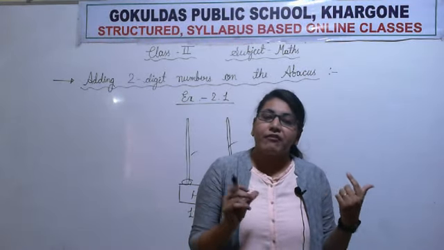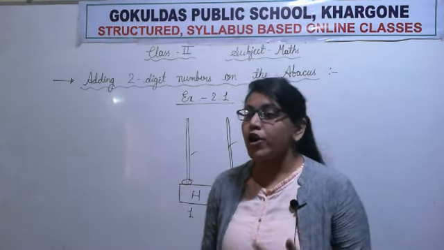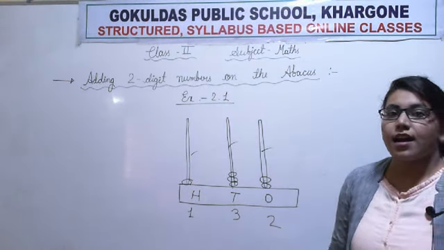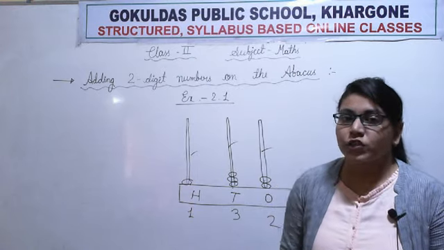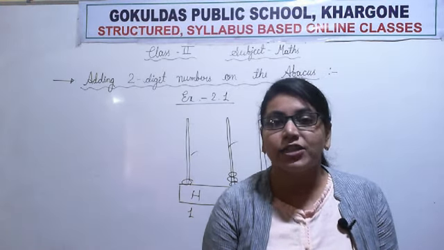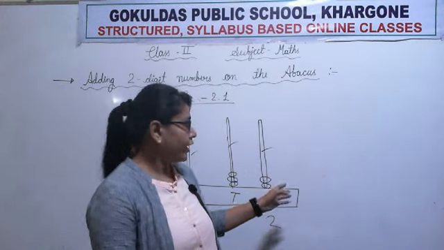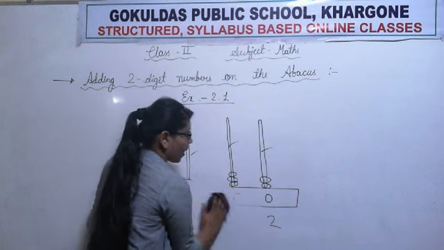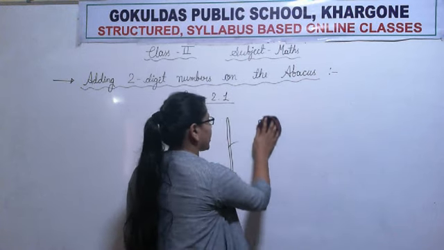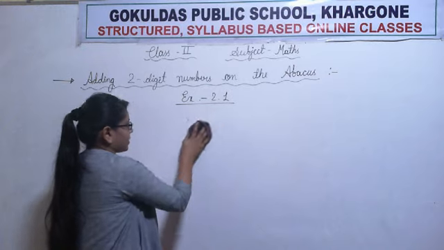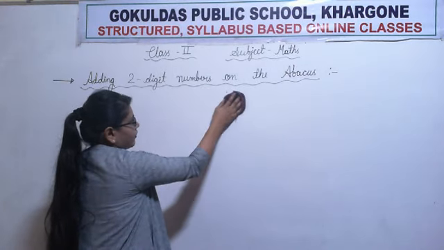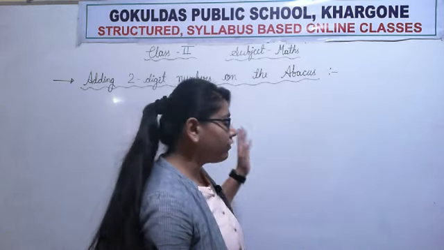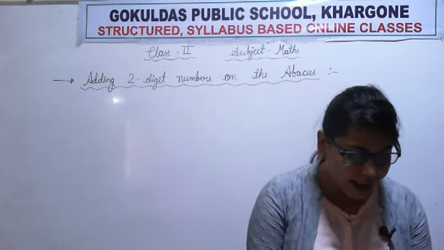In our previous lectures, we learned to read a number from an abacus and how to represent a number on an abacus. So today we will do addition with the help of abacuses. Why am I saying abacuses? Because we will use more than 1 abacus. First we will learn how to do addition on an abacus, then later we will start our exercise 2.1.